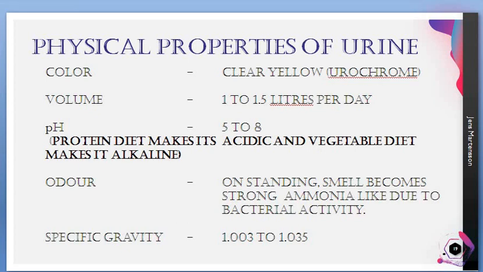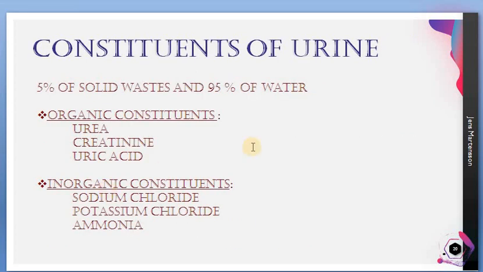The next one, constituents of urine. This is very, very important. Most of the questions, mostly in alternative years, you can expect a question from this part. So constituents of urine: 95% is water, and the remaining 5% is solid waste. 95% of urine is composed of just water. And in this 5% solid waste, we are classifying two things: organic constituents and inorganic constituents.